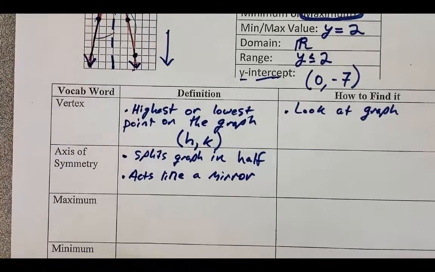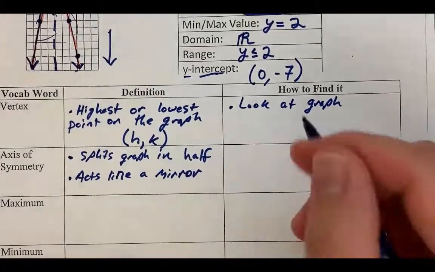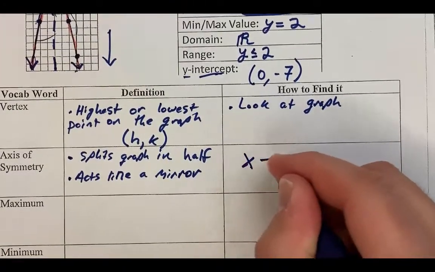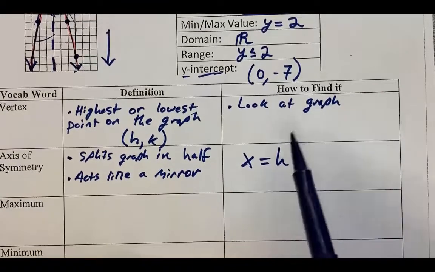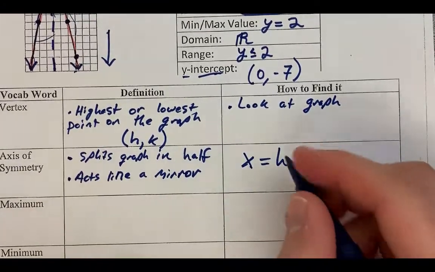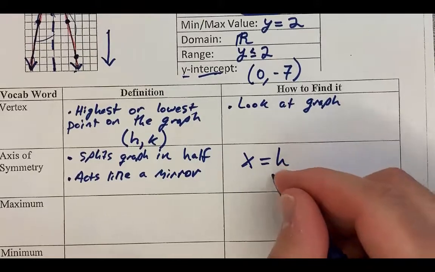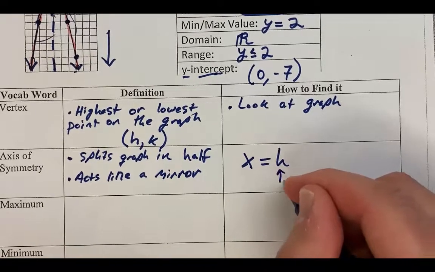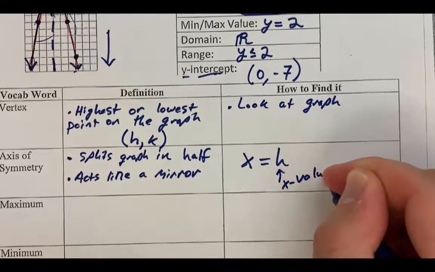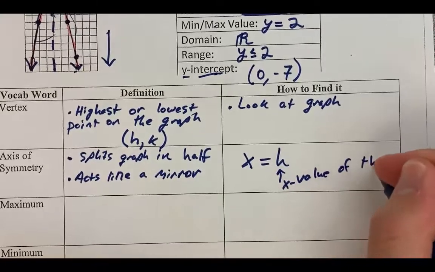We usually will write that line as x equals h. It's wherever the x value of the vertex is, so the x value of the vertex.